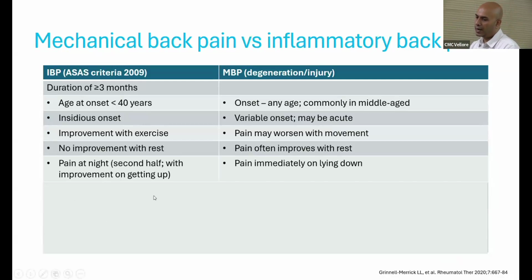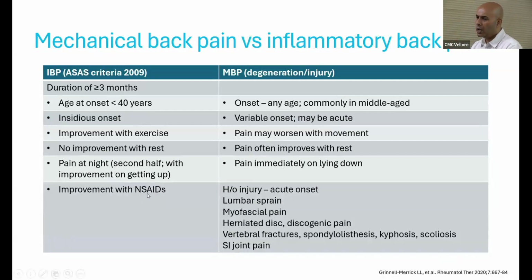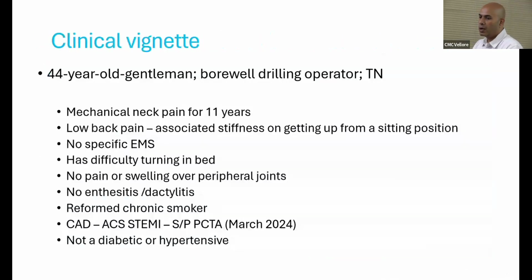Like what I said, pain at night, second half, with improvement after getting up and walking for some time. And the other one, you'll have immediate response to the pain while lying down because you just stretch. Improvement with NSAIDs; in the other one, you need not give NSAIDs. You can just get away with paracetamol or some physio. Well, of course, physio helps in the other one also. So you need to get a history of acute onset injury, lumbar sprain, myofascial pain, herniated disc, vertebral fractures, SI joint pain. Need not be axial SpA always, remember.